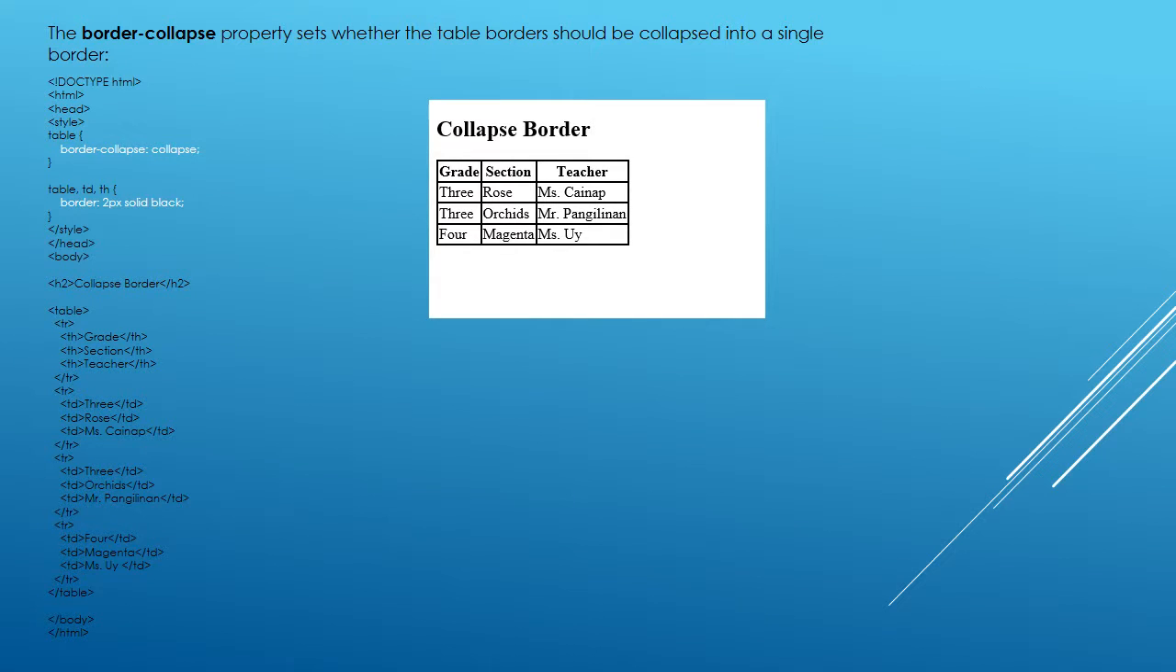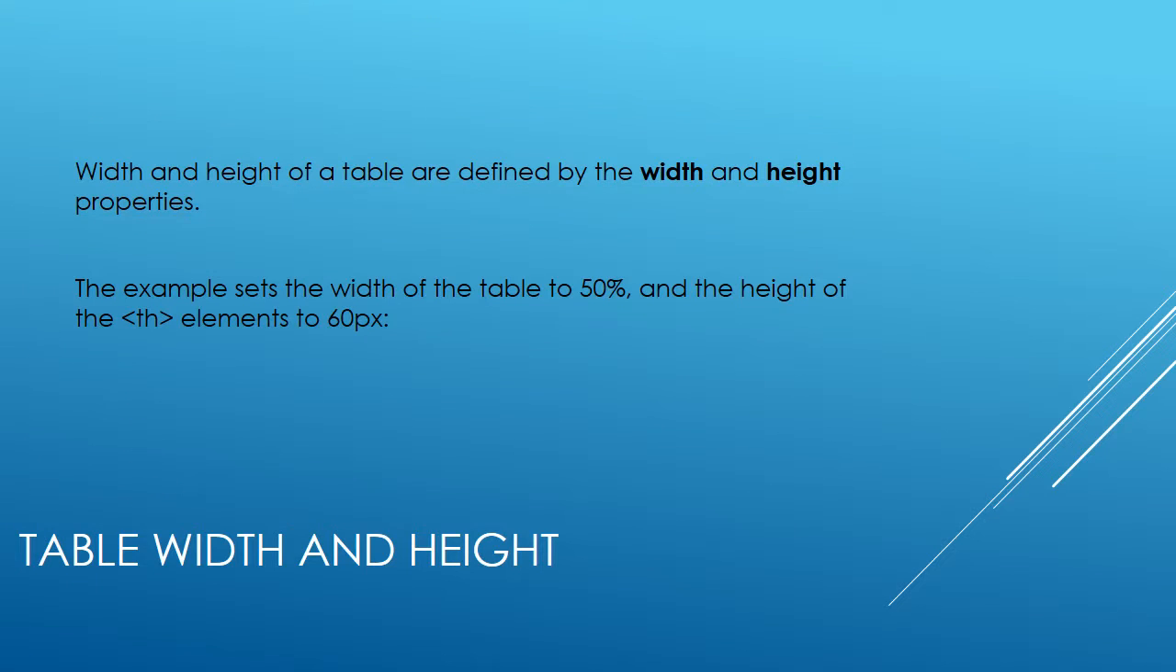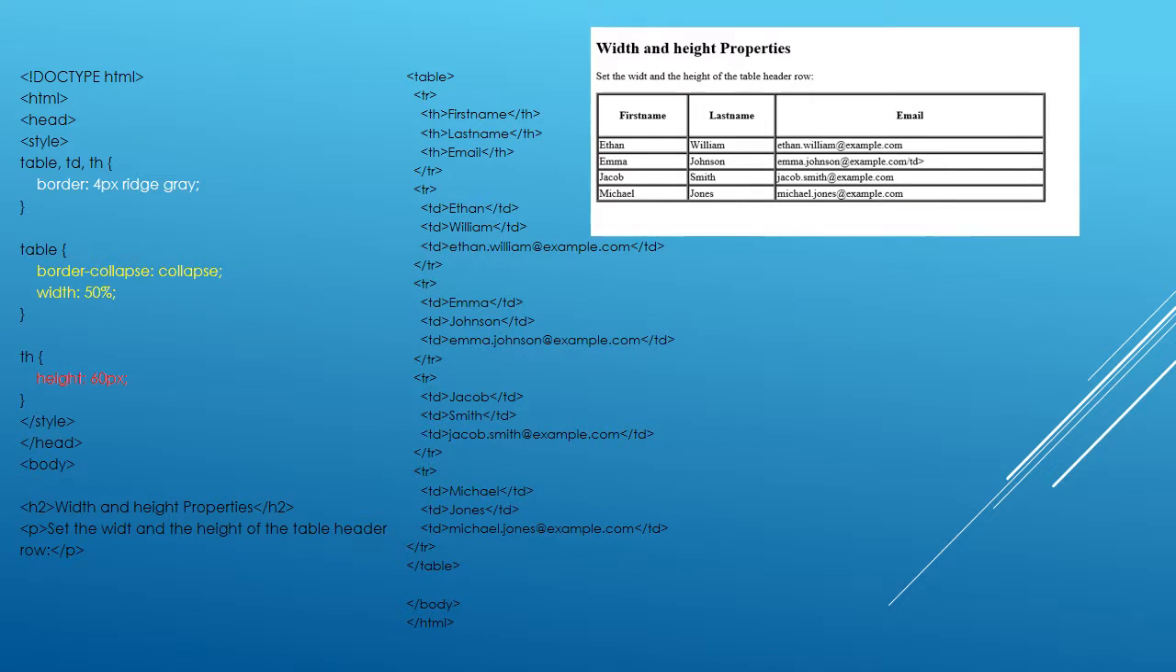The border-collapse property sets whether the table borders should be collapsed into a single border. If you only want a border around the table, only specify the border property for table. Width and height of a table are defined by the width and height properties. The example sets the width of the table to 50%, and the height of the TH elements to 60 pixels. An example of table width and height properties.